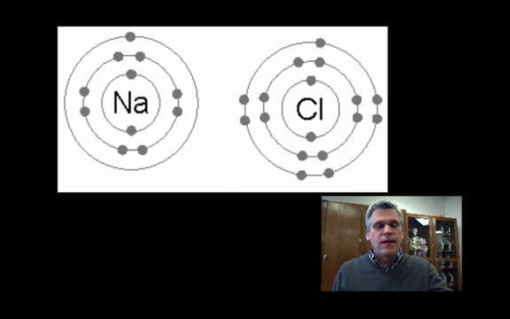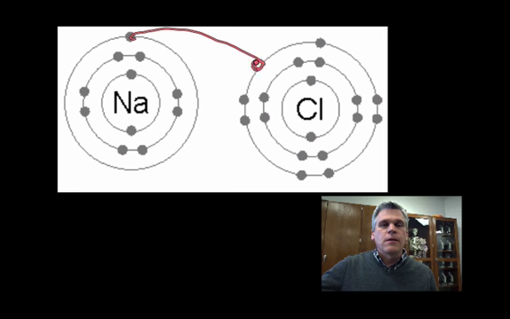So now we have the case where we have an atom that is looking to lose an electron, another one looking to gain an electron. So this electron in sodium is going to go over to chlorine. Sodium now no longer has that third shell, and it has 1, 2, 3, 4, 5, 6, 7, 8 electrons in its outer shell.